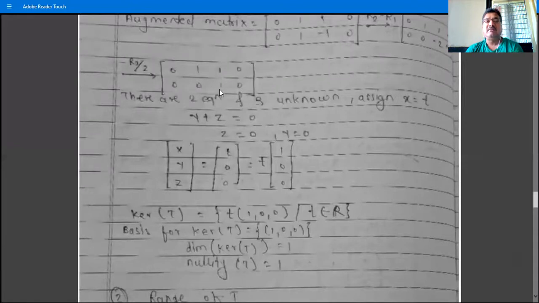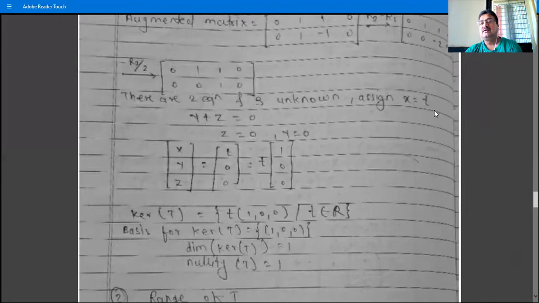So rewrite the equations. y plus z is equal to 0 and z is equal to 0. If you substitute z is equal to 0, we get y is again 0. But there are three variables and we have two equations, this is the first equation, this is the second equation. There are two equations and three unknowns, so we assign one unknown. So assign x is equal to t. Don't assign z or y, because we already have the values of z and y from these two equations.